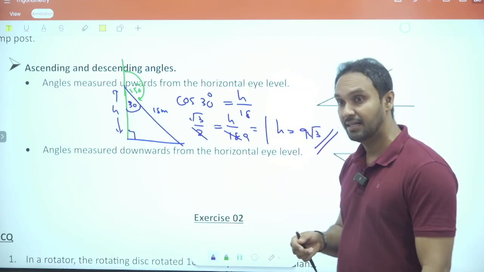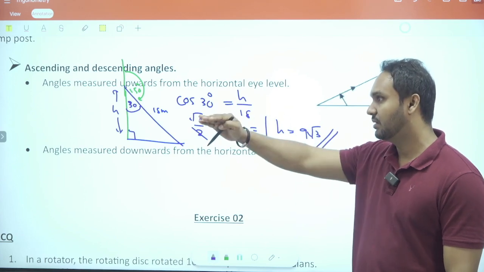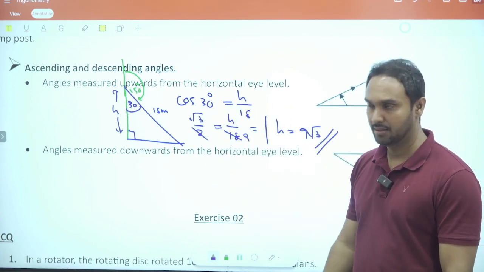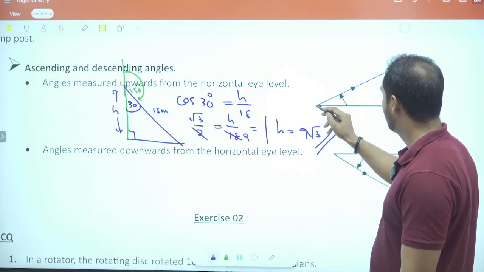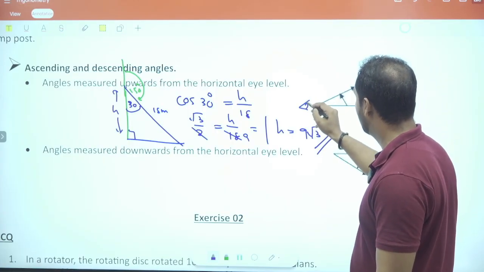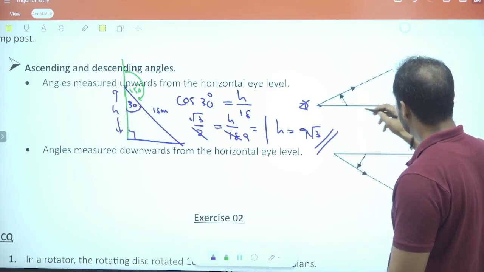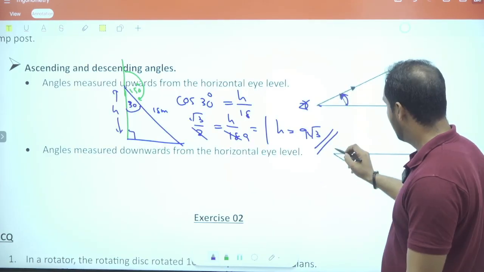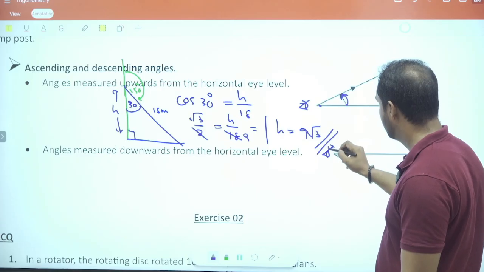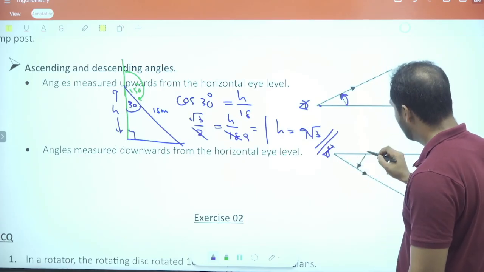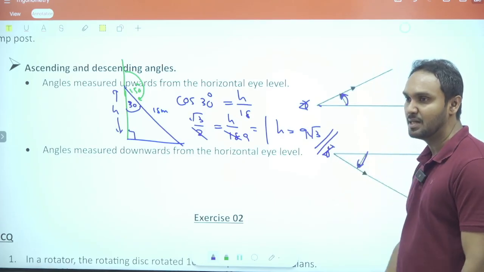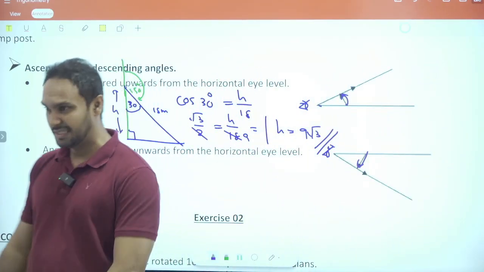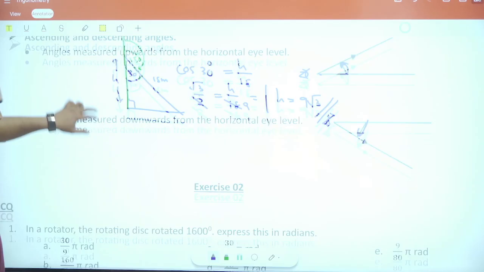And the descending angle is what? This is your eyesight, the horizontal plane, going down is the descending angle, right? So this is your eyesight, horizontal plane, going up is ascending angle, and back again, this is the horizontal plane, going down is descending angle. So it's given ascending angle and descending angle likewise, right? So it's simple, nothing much, right?